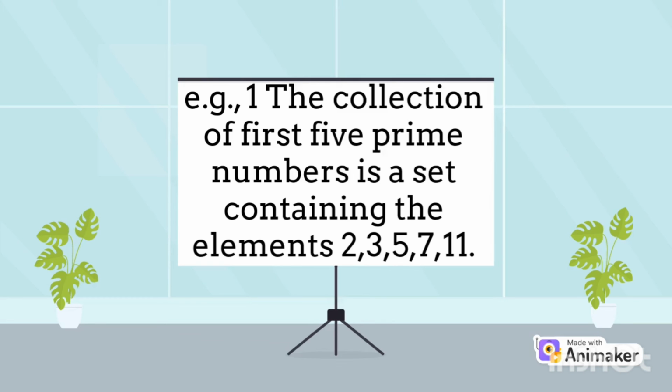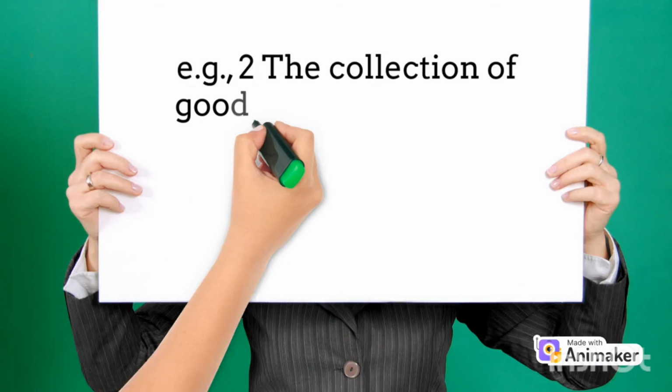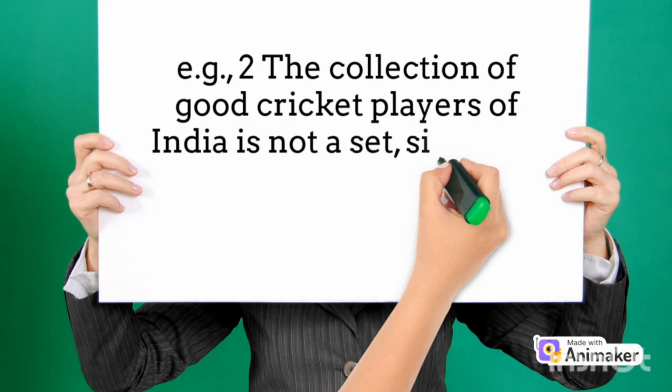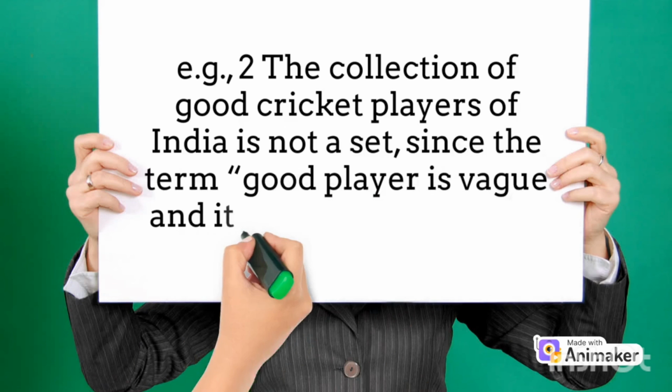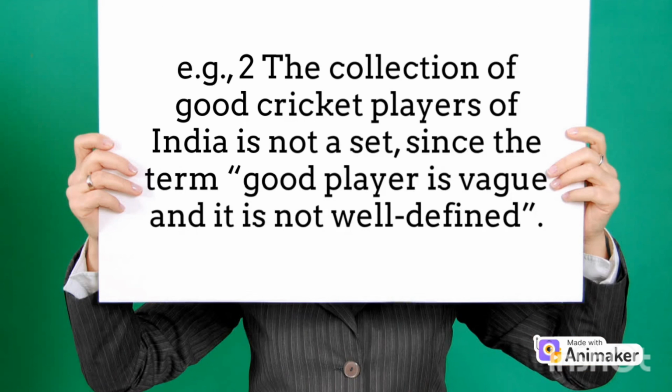Now, the second one: the collection of good cricket players of India is not a set, since the term good player is vague and not well defined. Because this term is vague, we cannot call it a set. Whereas for the first 5 prime numbers, we can call it a set. It's perfect. We can directly tell the answer: 2, 3, 5, 7, 11.